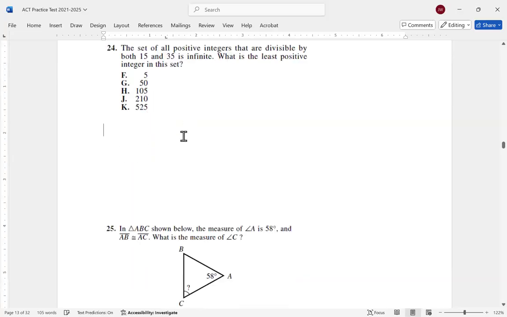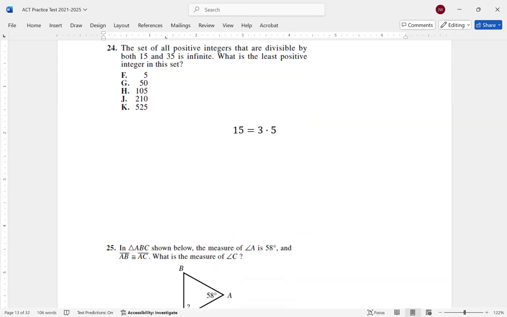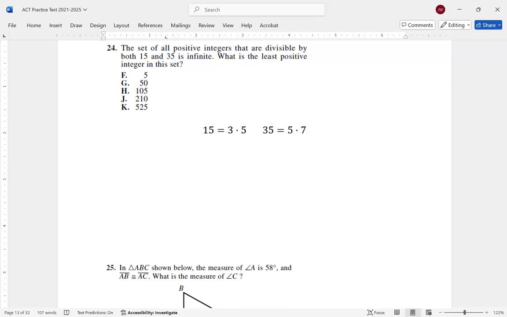Question 24. The set of all positive integers that are divisible by 15 and 35 is infinite. What is the least positive integer in this set? This is asking us for essentially the least common multiple. That's going to require me to break up 15. Think of that as 3 times 5. I'll also break up 35 as 5 times 7.